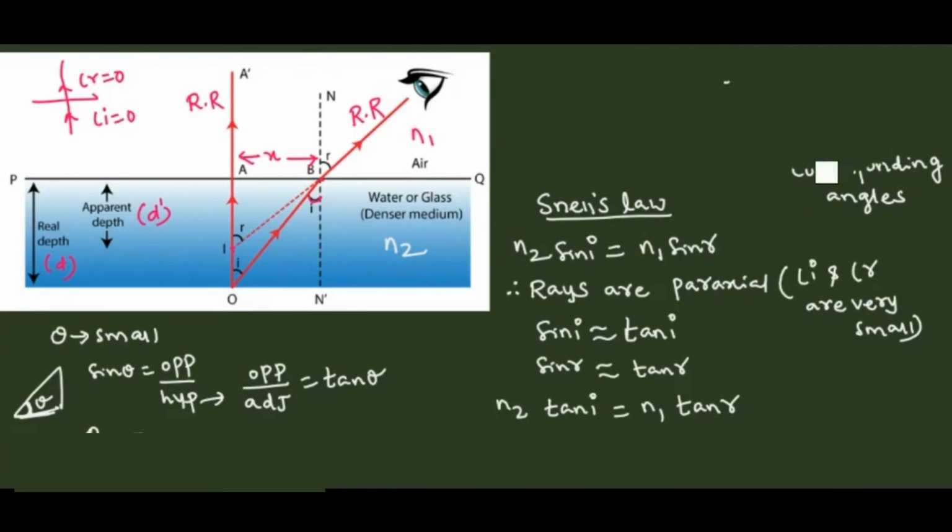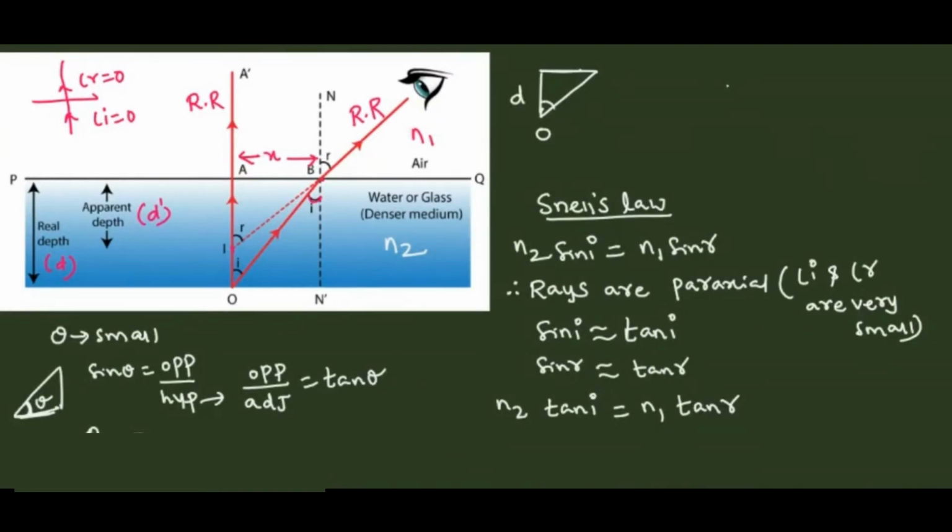Now apply tan, because here we know the opposite and adjacent. Tan i means for the object. Here I am drawing the object and the surface. Surface to object, the distance is the real depth, nothing but d.